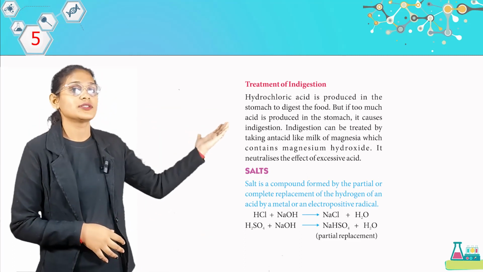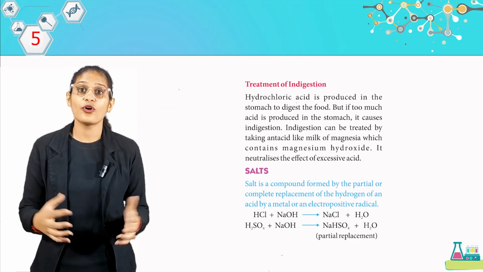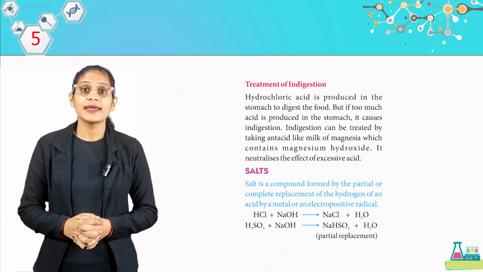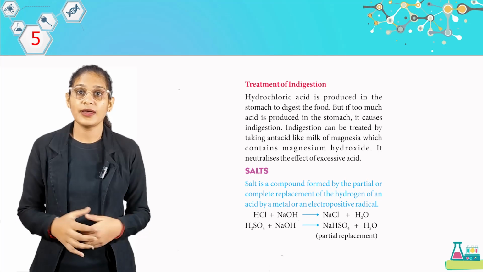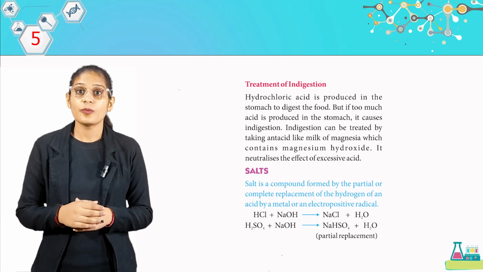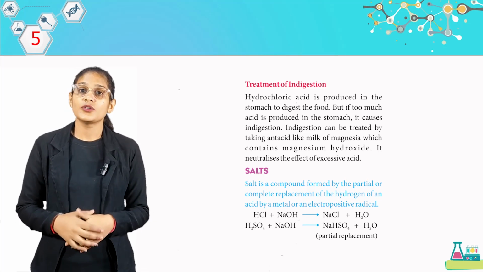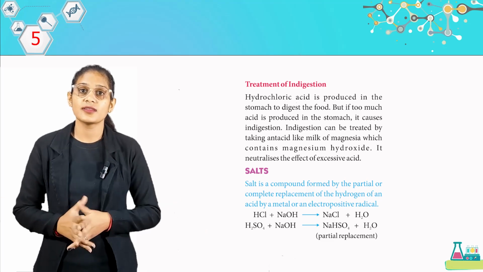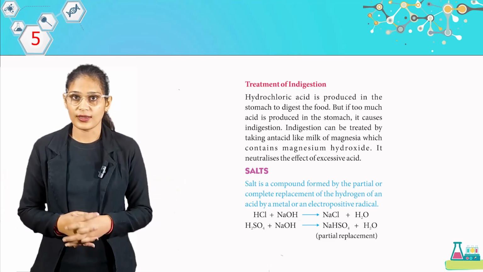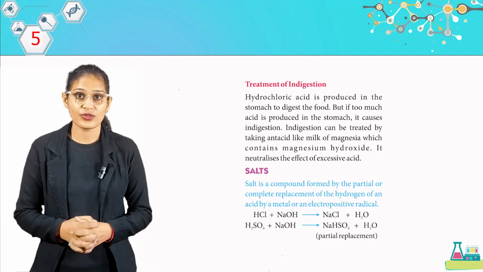Students, we have salts. Salt is a compound formed by the partial or complete replacement of the hydrogen of an acid by a metal or an electropositive radical. So students, सॉल्ट क्या है, कंपाउंड है, कब फॉर्म होता है, तो पार्शियली या कंप्लीटली जब एसिड से हाइड्रोजन रिमूव हो जाता है. Here we have some reactions.